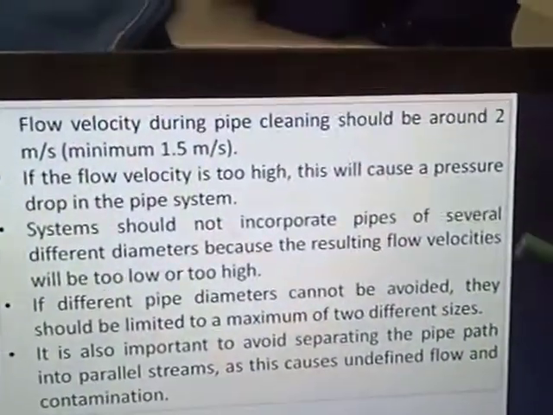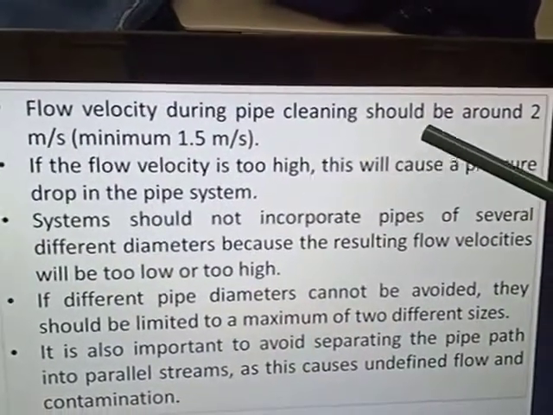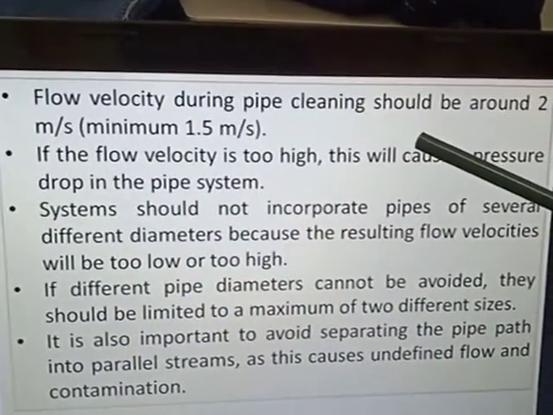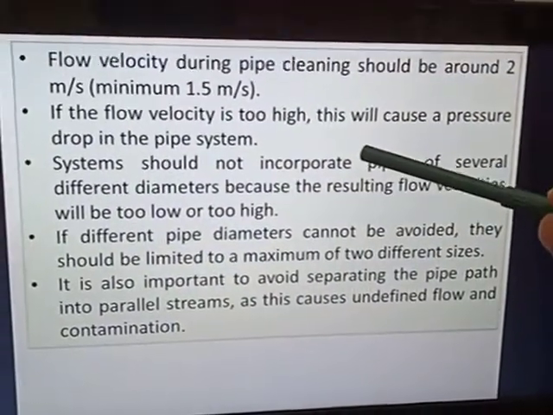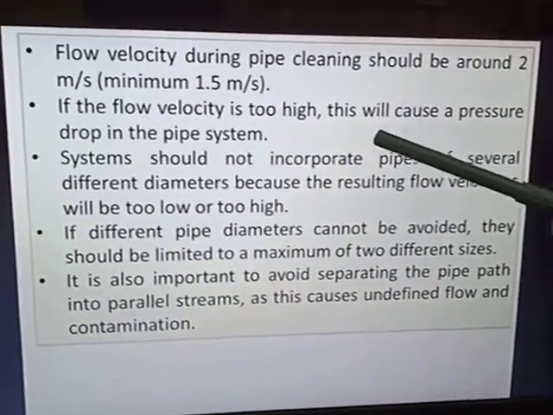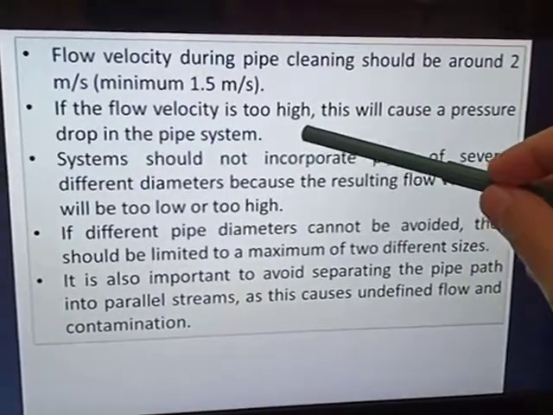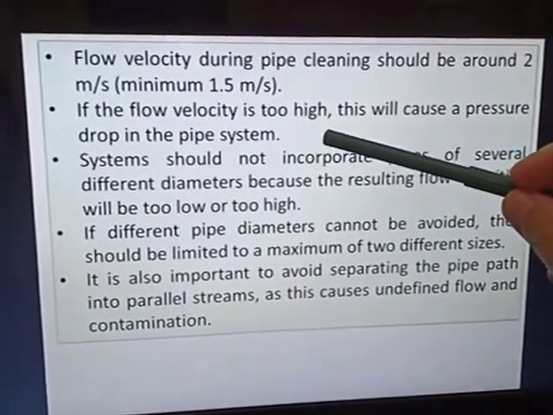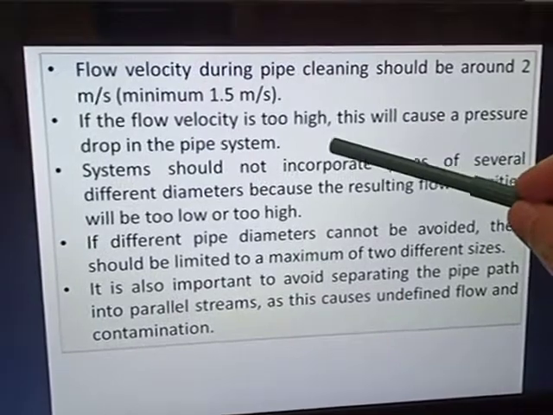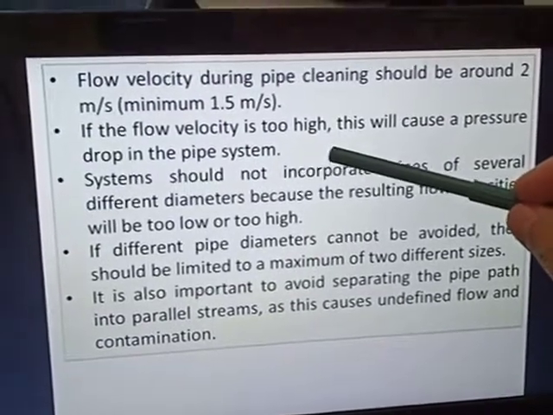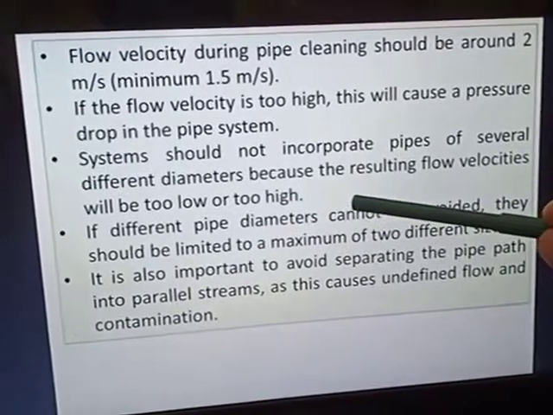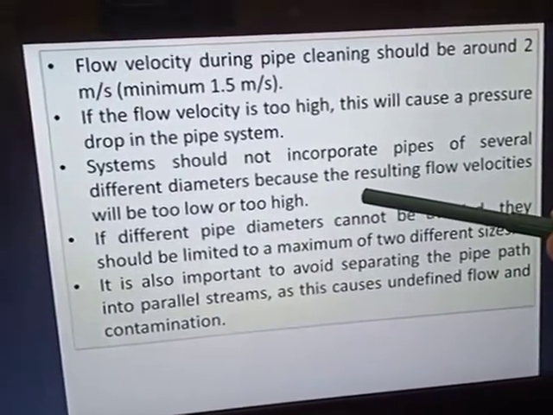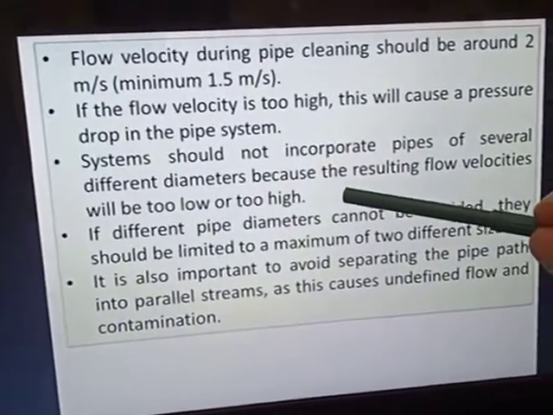So flow velocity during pipe cleaning should be around 2 meters per second. Minimum is 1.5 meters per second. If the flow velocity is too high, this will cause a pressure drop in the pipe system and cause the system to be unstable, which can cause leakage.